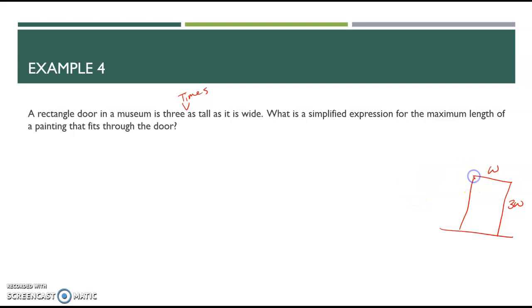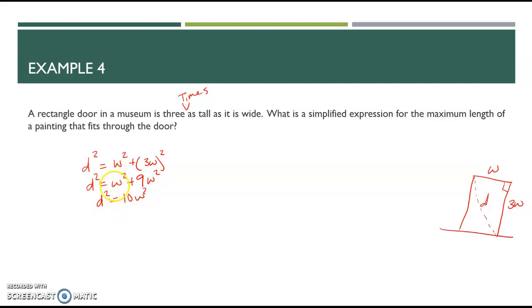Well, the maximum length would be that we take that painting through the diagonal, right? And so then what that creates is a right triangle. And so we want to find this distance, that length right there. So our diagonal squared is going to equal our width squared plus our length squared. And then from here, we're just going to simplify. So we have d squared equals w squared plus, and then 3 squared is 9, so we have 9w squared. We're going to combine like terms, so we're going to end up with 10w squared.